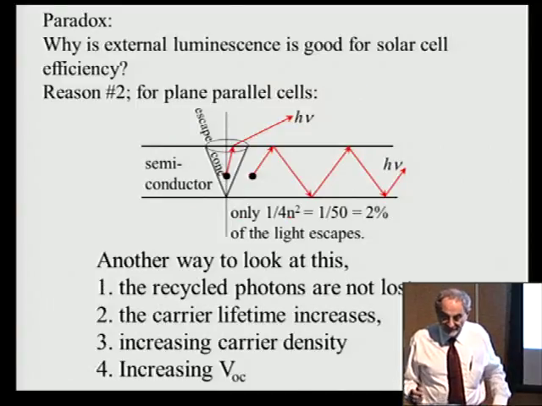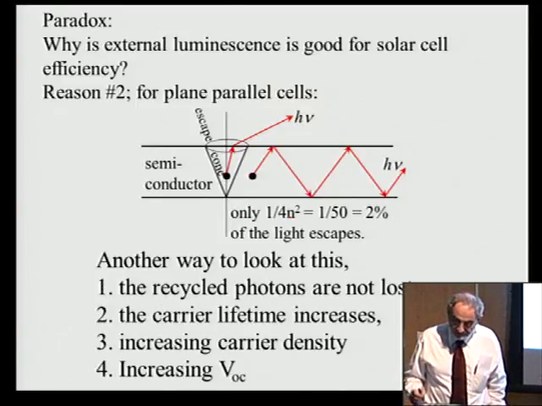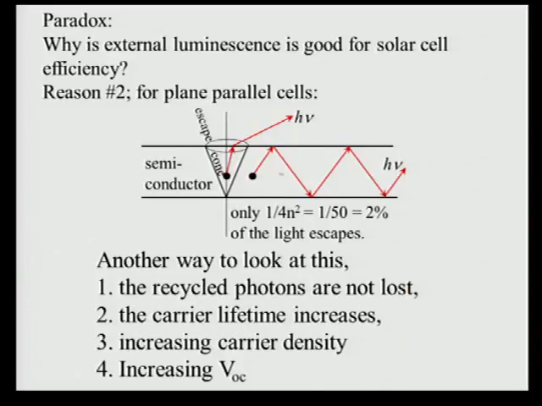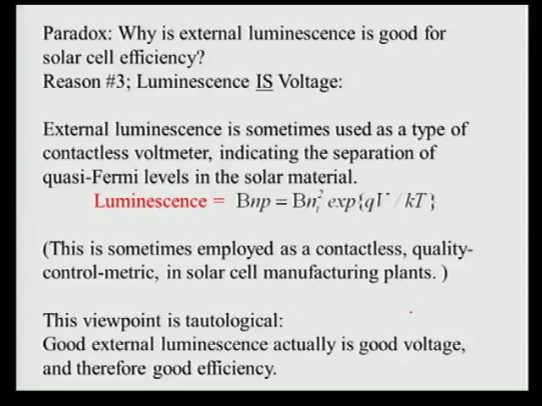Second reason why external luminescence is good, I indicated before. The good external luminescence means that the photons are being recaptured, being re-emitted, and the recapturing means that the lifetime increases and so forth. So that's another reason. Third reason why external luminescence is good, and that luminescence is voltage. That's my belief. Indeed, luminescence is often used as a voltmeter, and this is how they do it.